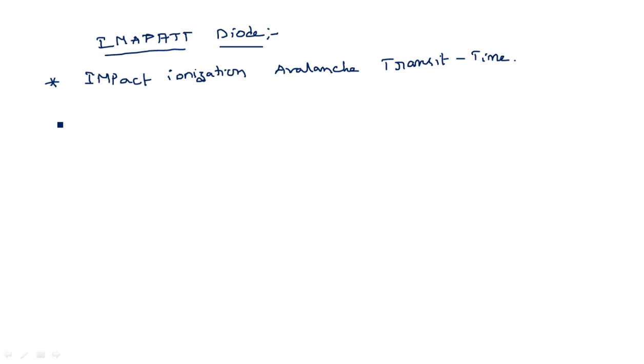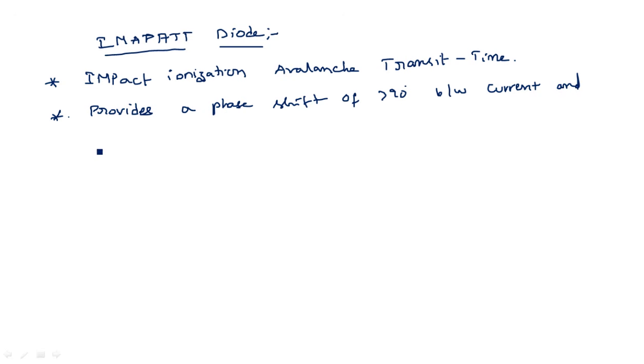Avalanche transit time. This is the full form of IMPATT. It provides a negative resistance using a phase shift between the current and the applied voltage, a phase shift of greater than 90 degrees between current and applied voltage.